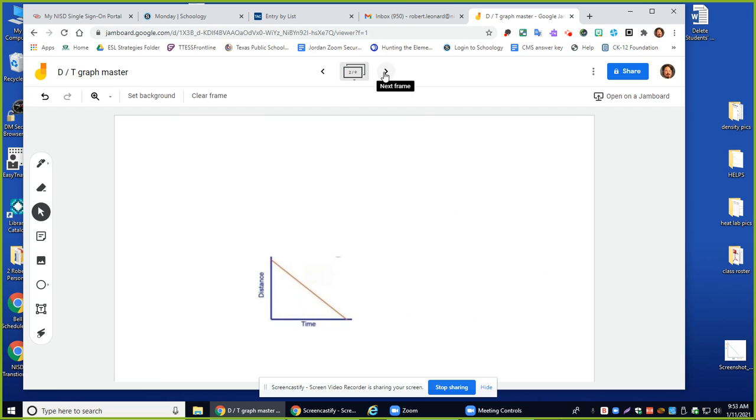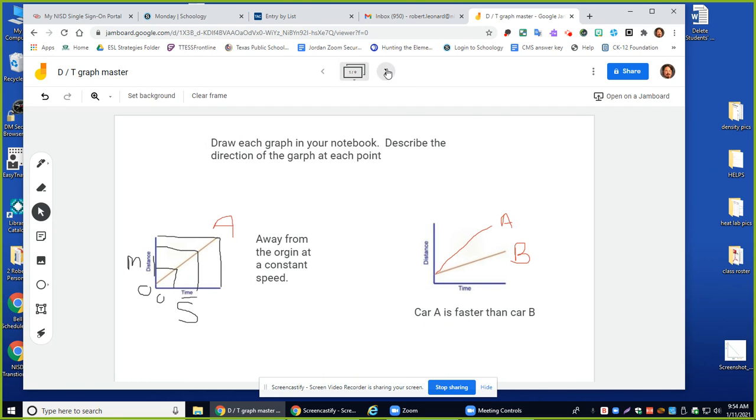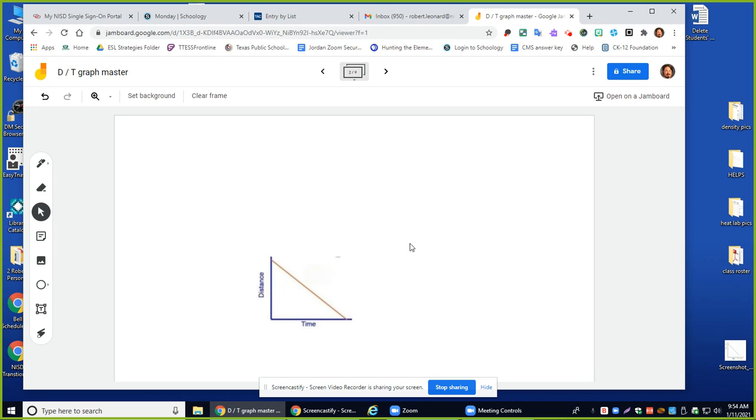Okay, number 2. Here's number 2. What's the difference between number 1 and number 2? So what do you think, Brianna? What can you tell me about this graph? No, let me ask you this. Is it going towards the origin or away from the origin?